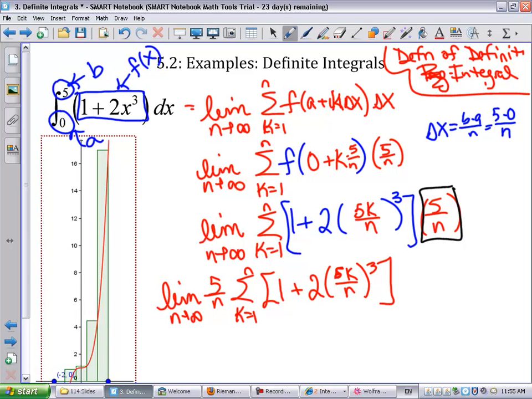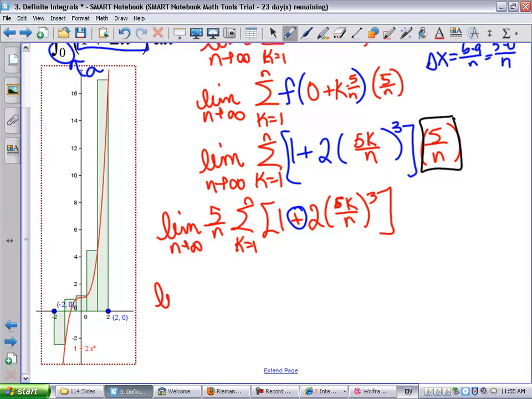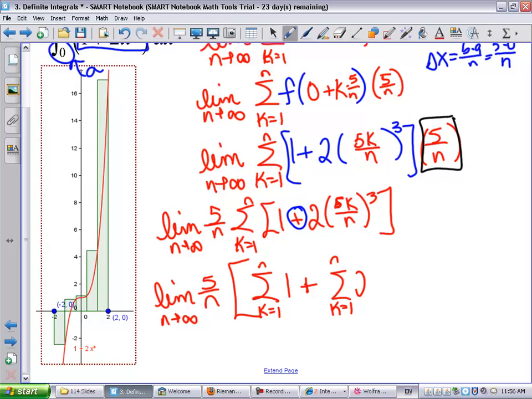Okay, so now I can use the rule that says I can split things over sums to make this into two different sums. So I'm going to have limit as n goes to infinity of 5 over n. Now the 5 over n applies to everything, so I need some big brackets. Sum k goes from 1 to n of 1 plus sum k goes from 1 to n of 2 times, we can just say this is 5 over n cubed times k cubed.